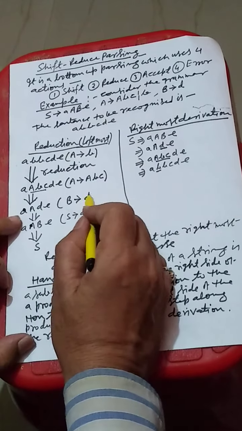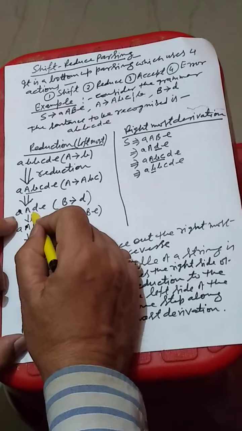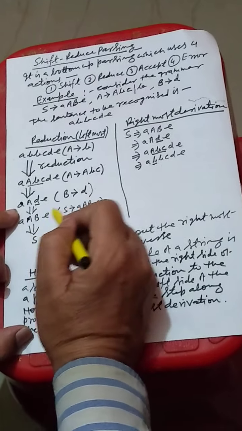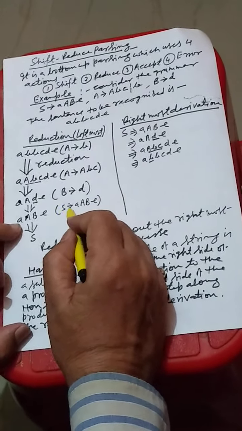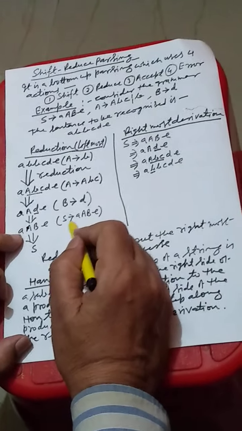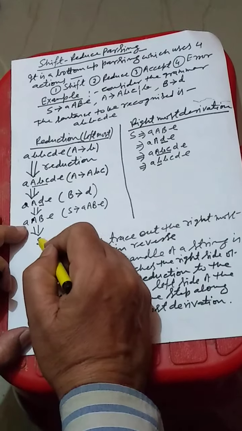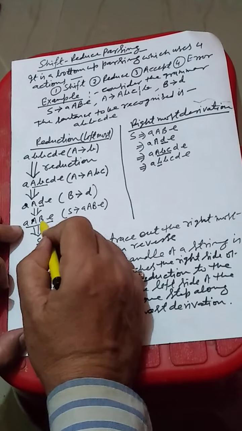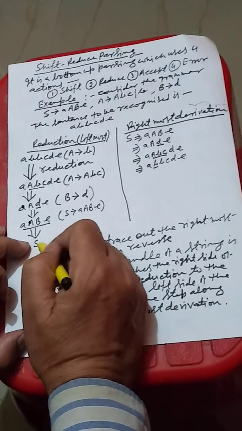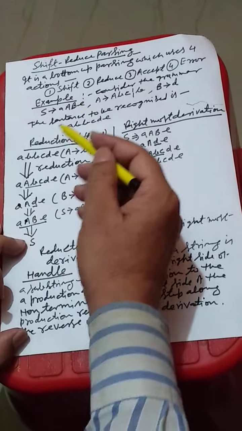And here we will be using the production B produces d. So this d will be reduced by B, giving a A B e. Here we will use the production rule S produces a A B e, and we will get S. So this is the whole thing which will be reduced by S. I have gotten the start symbol S. So this string is recognized by this grammar.